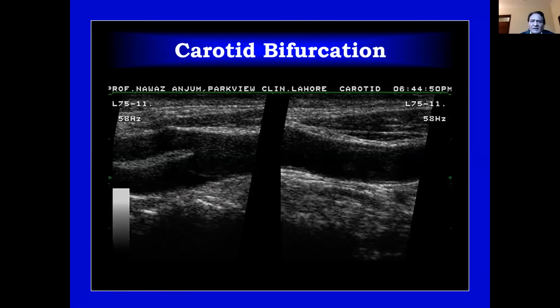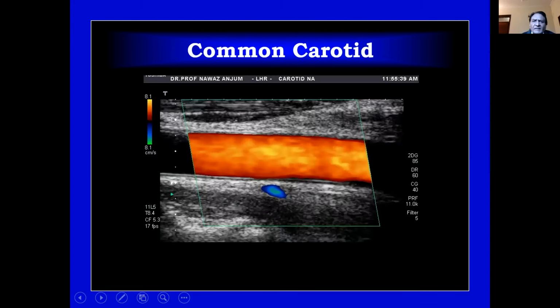Then we go to the gray scale, looking at the vessels, at the bulb, at the bifurcation. The ICA is bigger and posterior toward the ear, and ECA is smaller, and usually you see 1 or 2 branches also. ICA has no extracranial branches. That's one clue also. Then we go to the color Doppler.